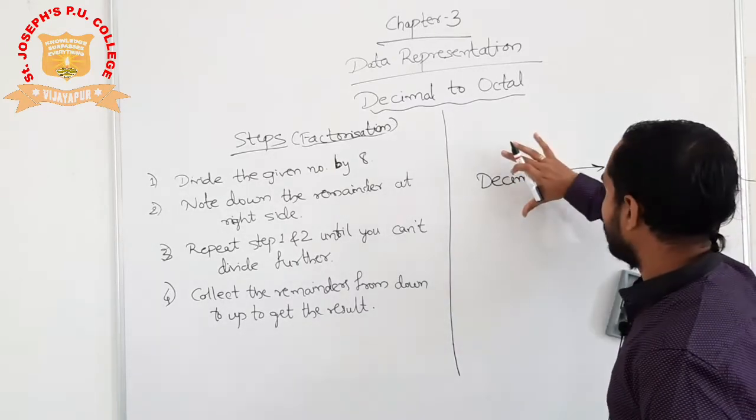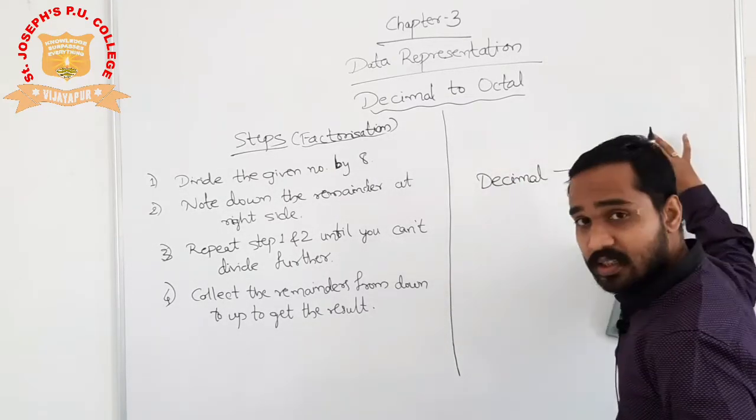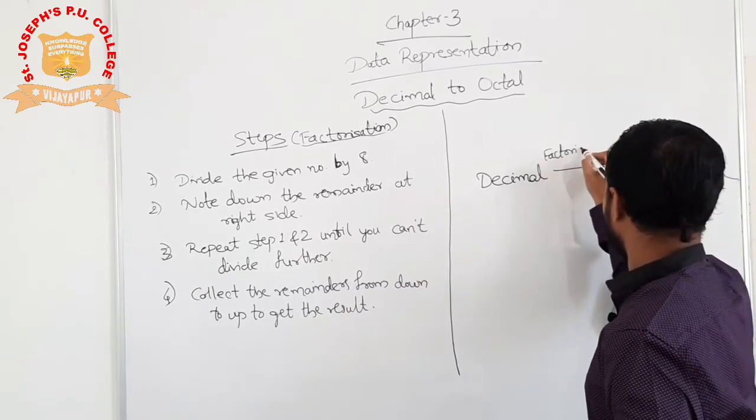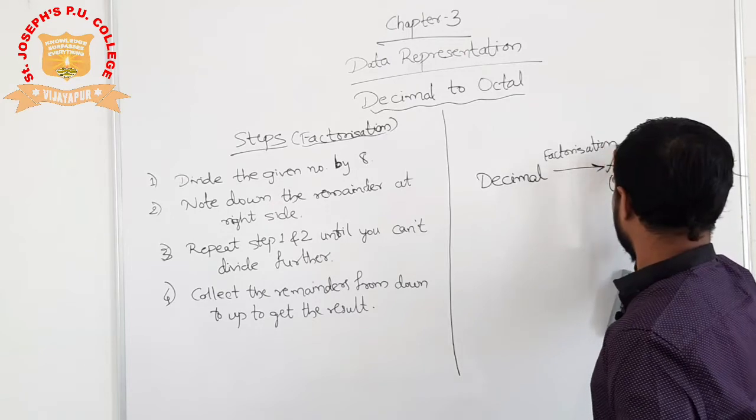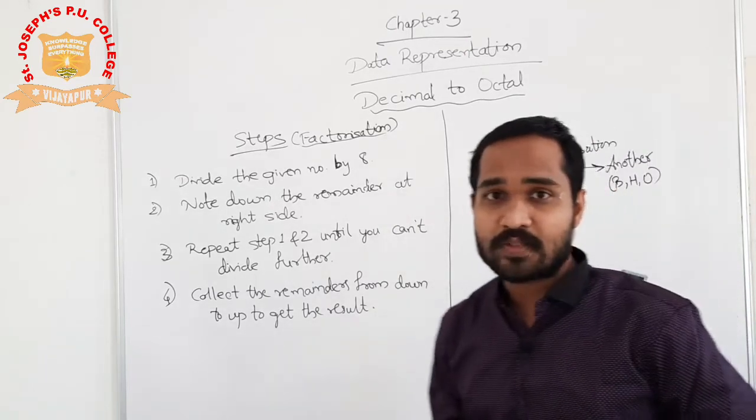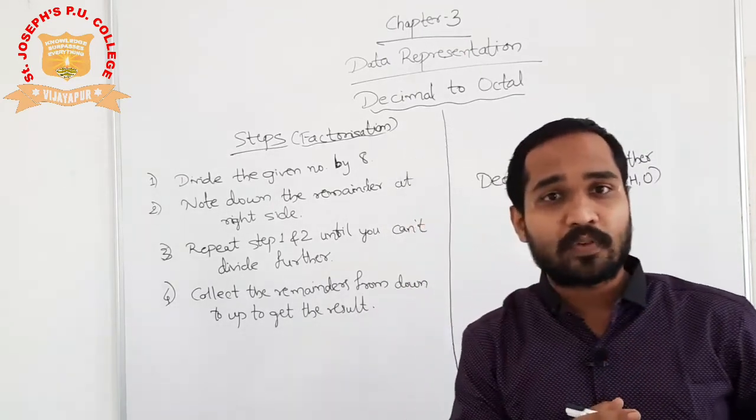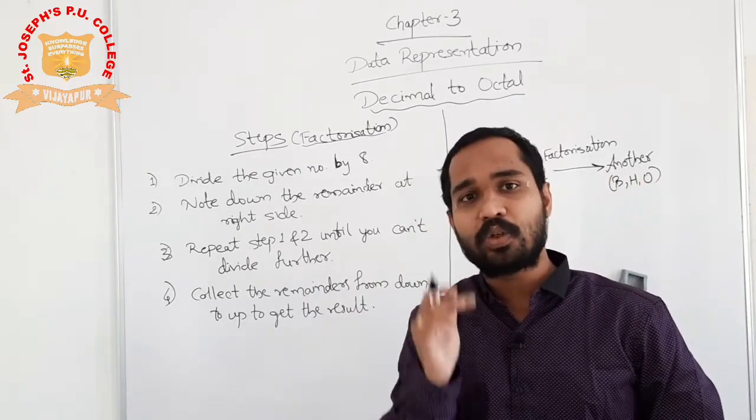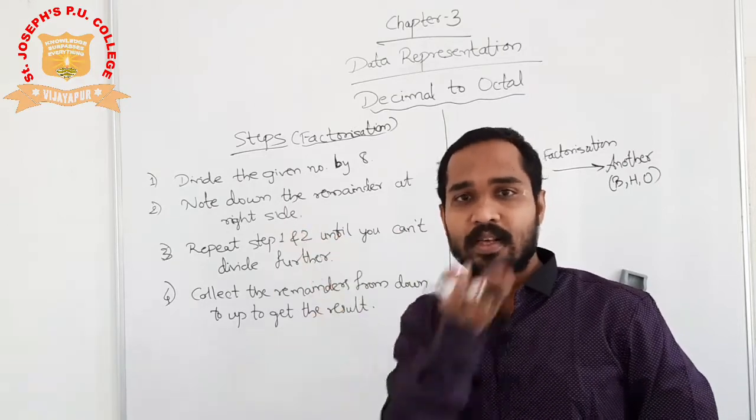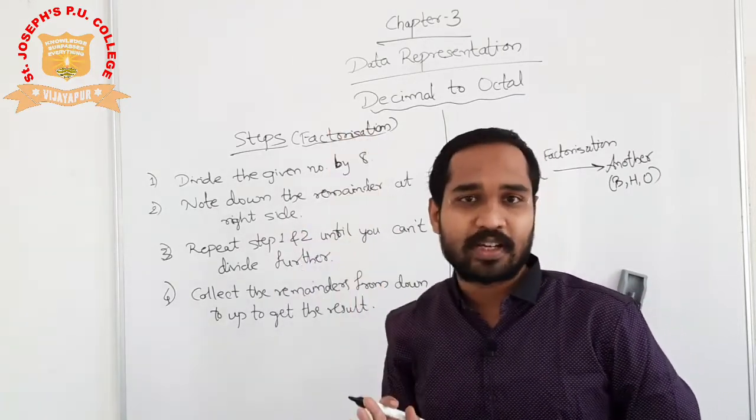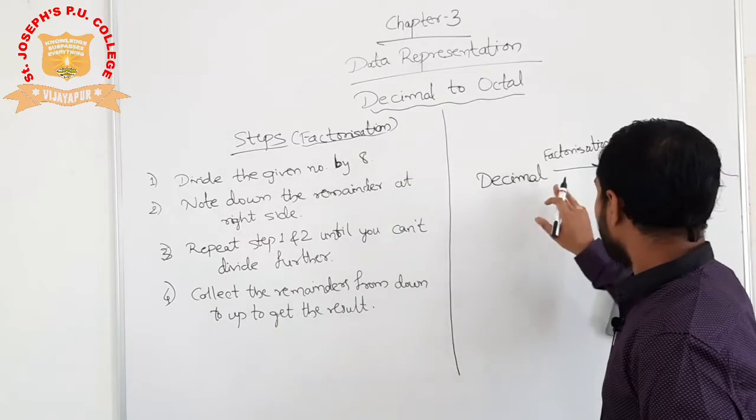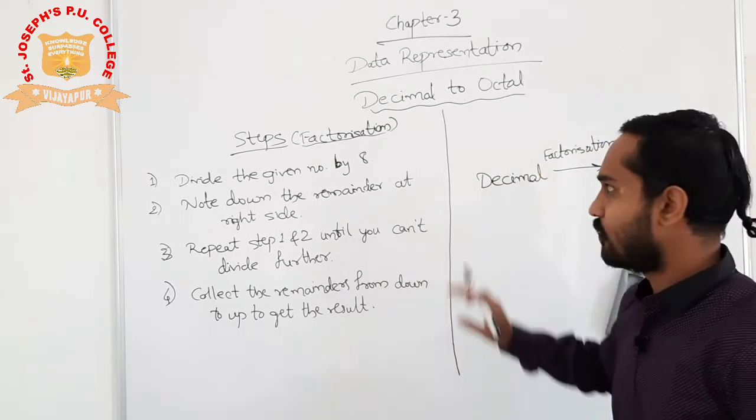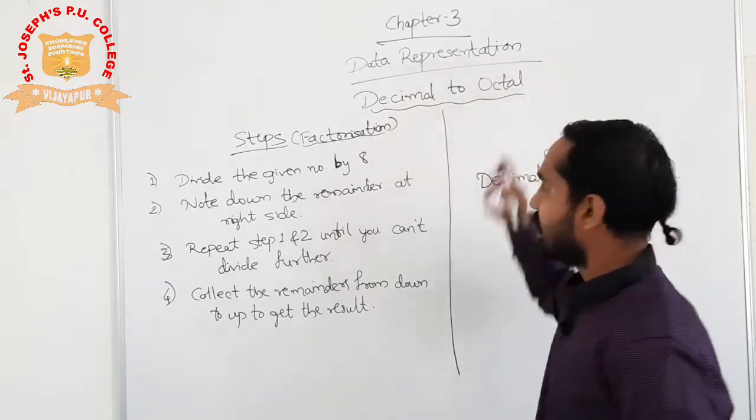The process of converting a decimal number to any other number system is factorization. You know what is factorization? In binary, what did we do? Factorization means we went on dividing the number by 2 and we noted down the remainders and finally we combined all the remainders, correct? So decimal to any other number system, you have to do the factorization. For example, decimal to octal.